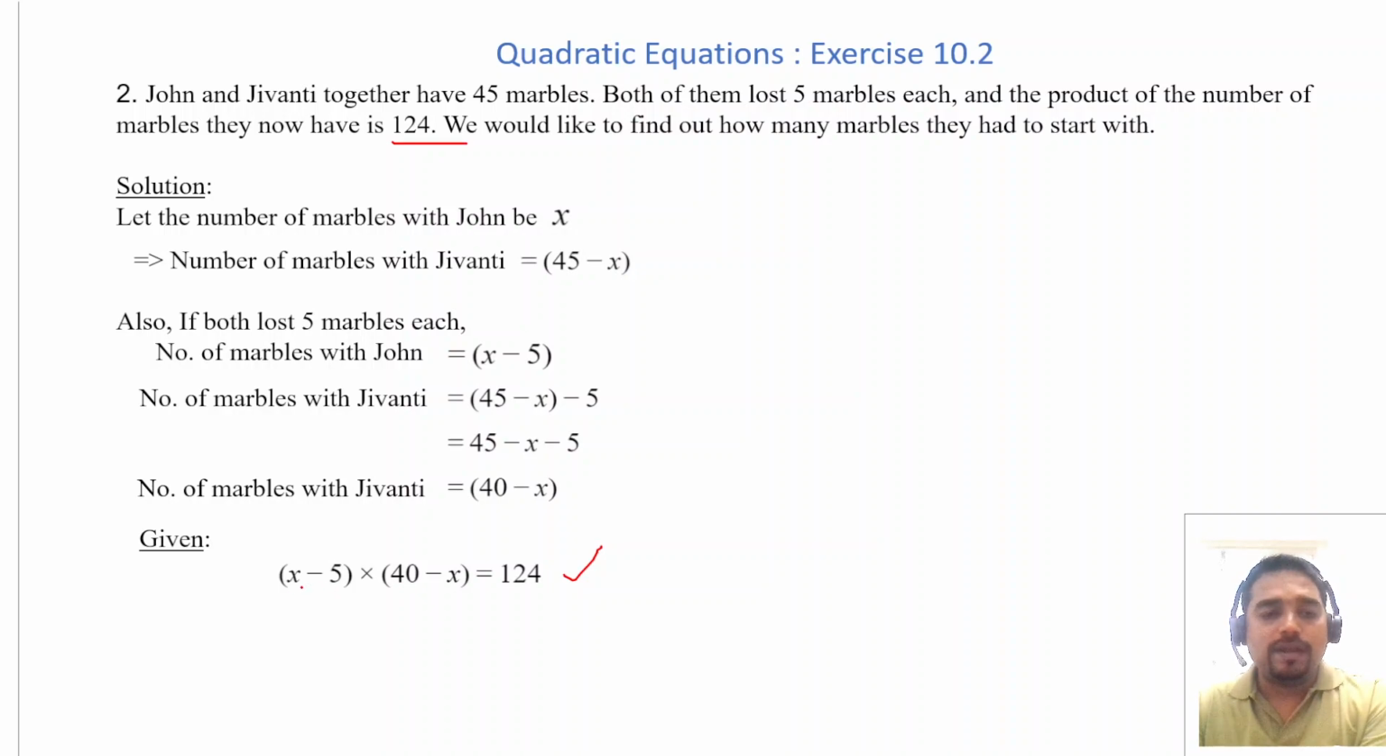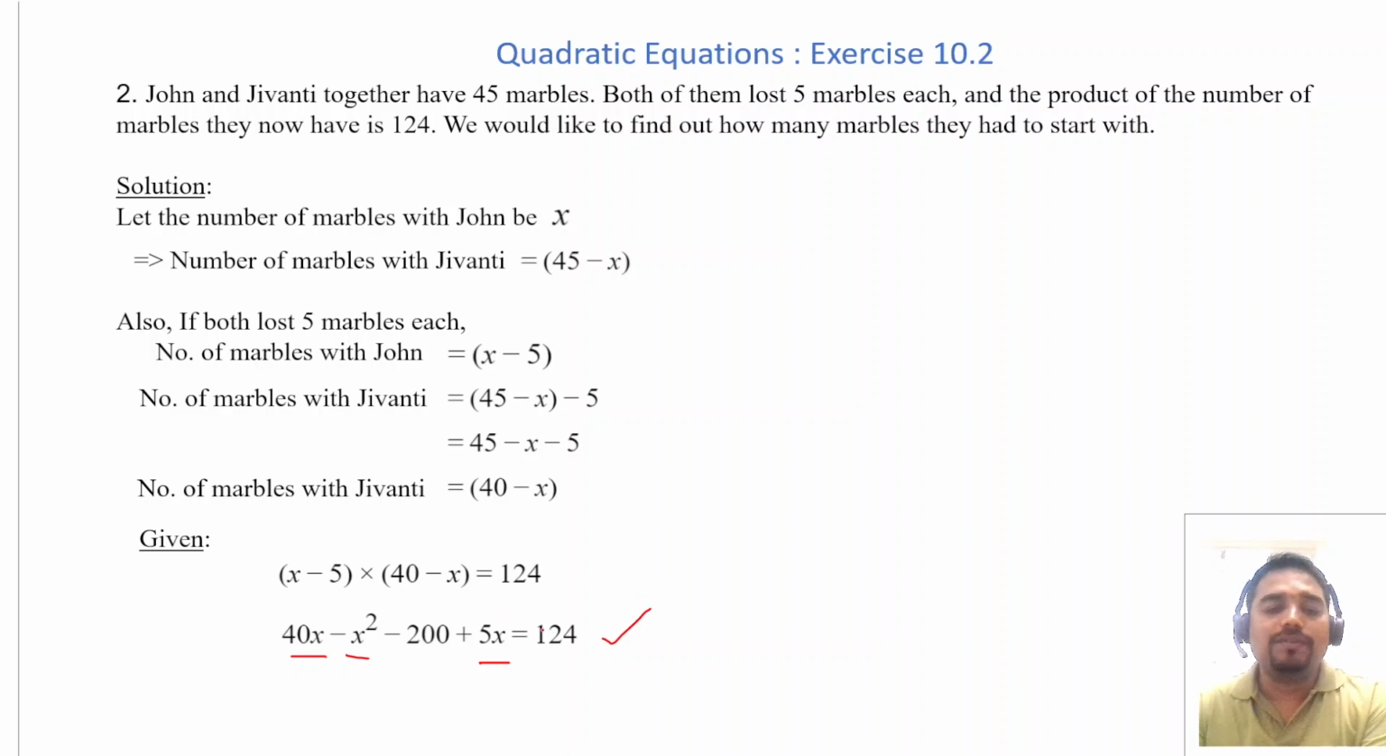In order to open brackets, multiply x with 40, which is 40x, plus x into minus x is minus x square, minus 5 into 40 is minus 200, minus into minus is plus, 5 into x is 5x, is equal to 124, since the RHS would remain the same.